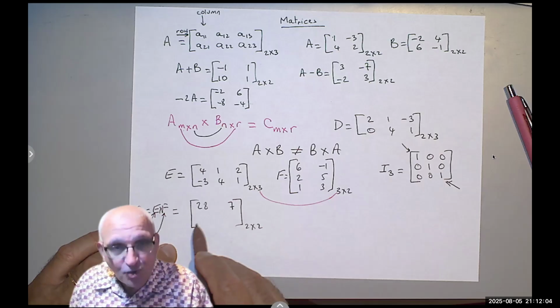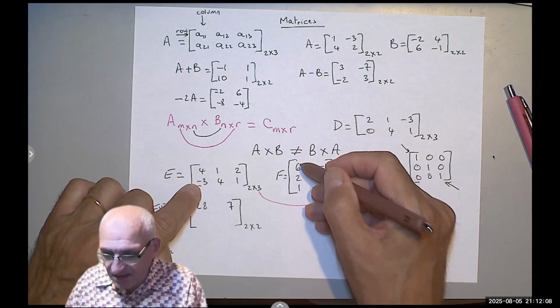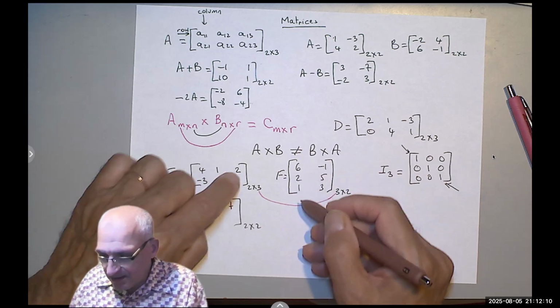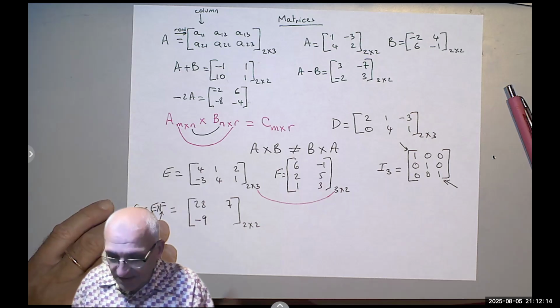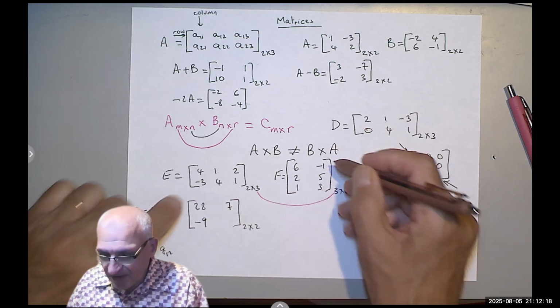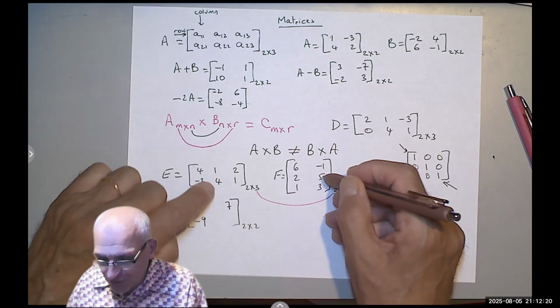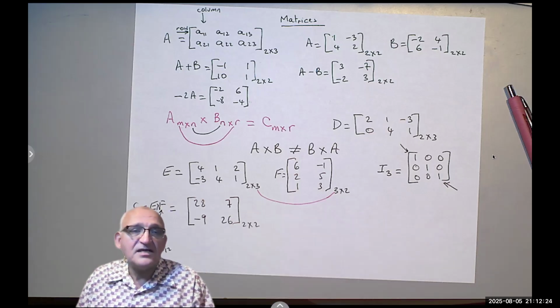Then element G21. -18 plus 8 is -10 plus 1 is -9. Finally, G22, second row, second column: 3 plus 20 is 23, plus 3 is 26. So that's E times F.